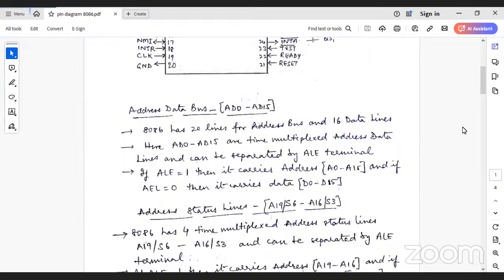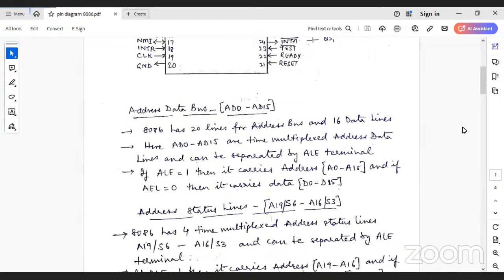So one by one, you have to go on discussing when you are asked to write or discuss about the pin diagram. So as I said, address data bus AD0 to AD15, these are time multiplexed. This particular word, time multiplexed, means for some interval of time, they will be used as address bus and then later it will be used as the data bus. So that is why it is said time multiplexed, because it is used for multiple purposes depending upon the time.